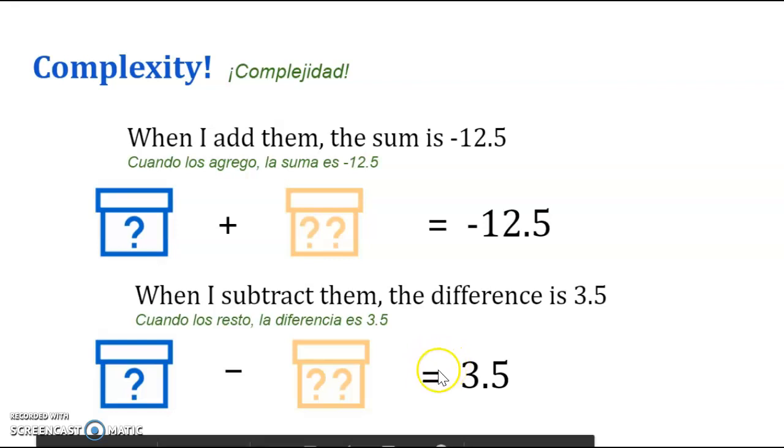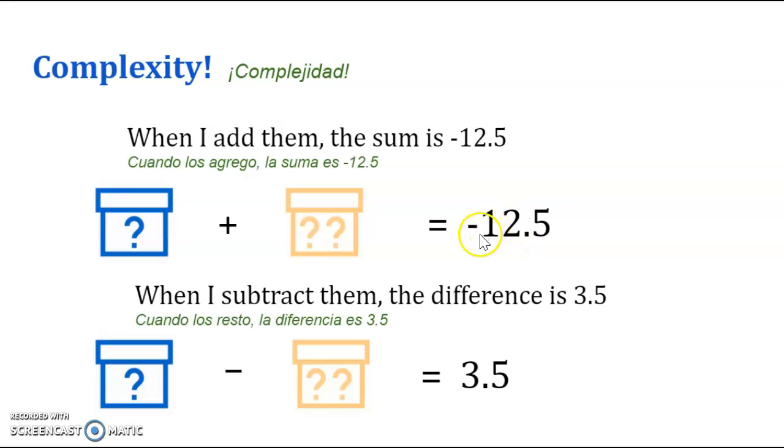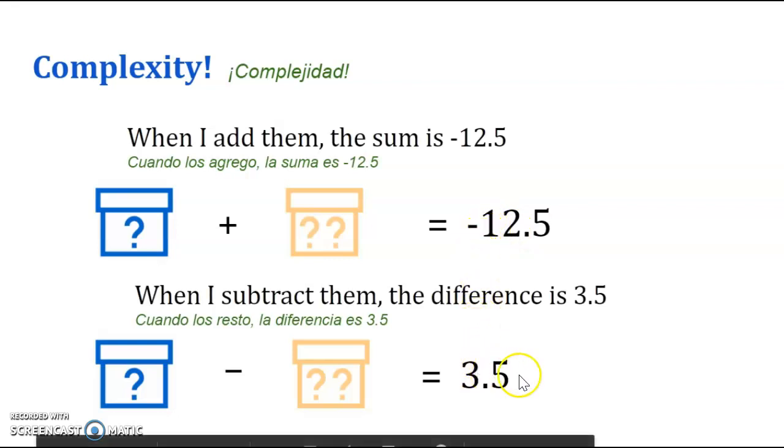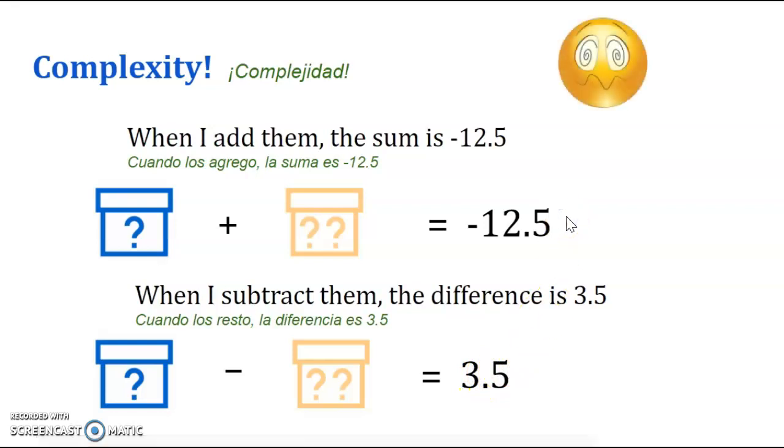Oh, the subtraction. The number got bigger again with subtraction. But when I added it, it's negative 12.5. So we're dealing with not only decimals, but negative, positive, and numbers that are going to be bigger. My brain does not like this, and it's saying, I am confused. There must be a better way.